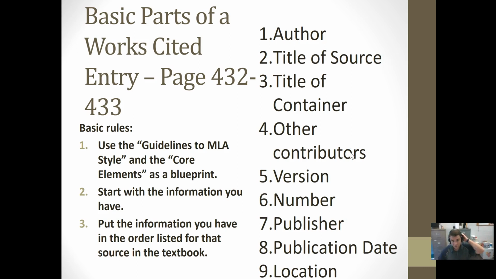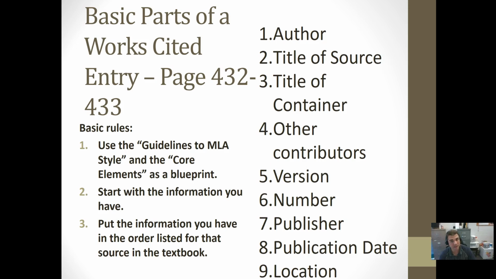Okay, so your book has an excellent breakdown on pages 432 to 434-ish of what a works cited entry should contain. Okay, the basics are the author, the title of the source, the title of the container, which I'll talk about a little bit more in a second, other contributors, version, number, publisher, date, and location.